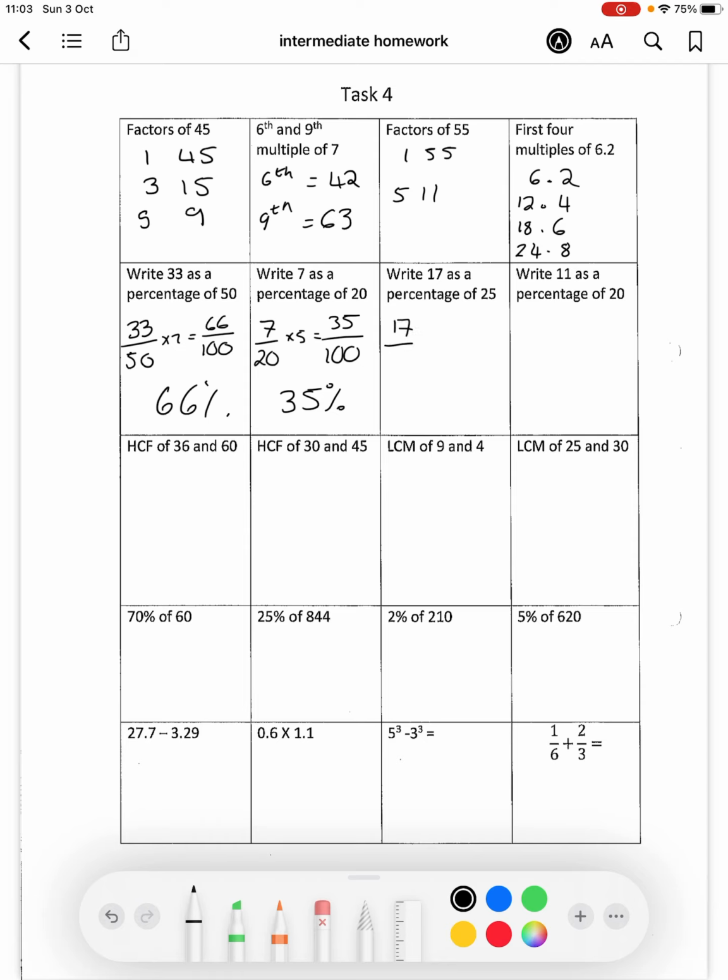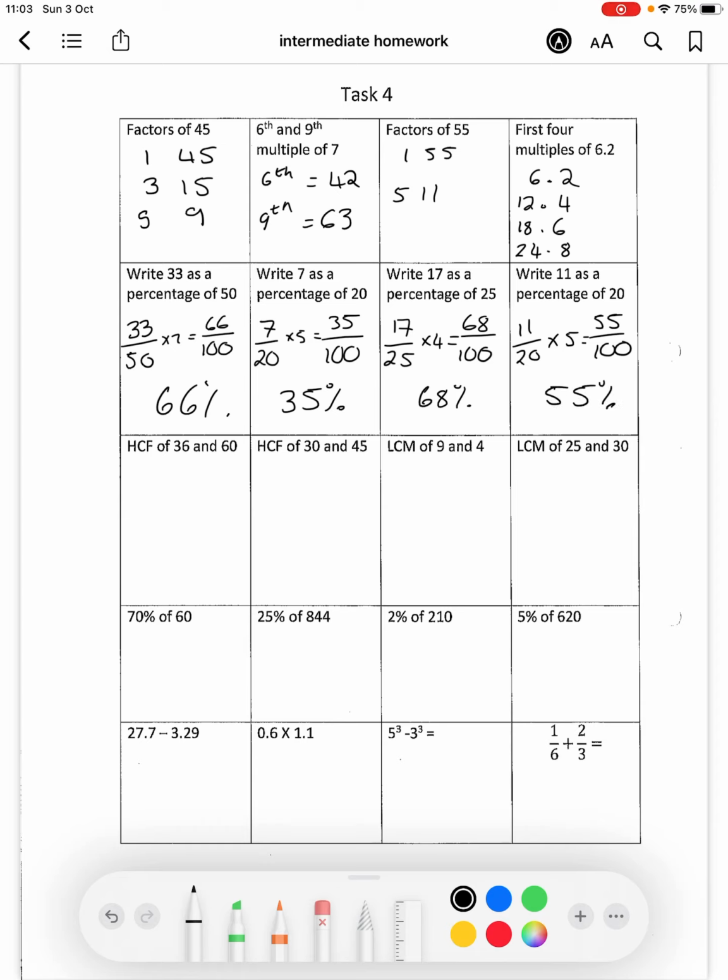So 17 out of 25. So to get 25 to 100, we would times it by 4. So you want to times the top by 4 as well. So that's 68. And therefore, that's out of 100 now. So that's just 68%. 11 out of 20, so again, to go from 20 to 100, we times by 5. 11 times 5 is 55, so that's 55 out of 100, which is 55%.